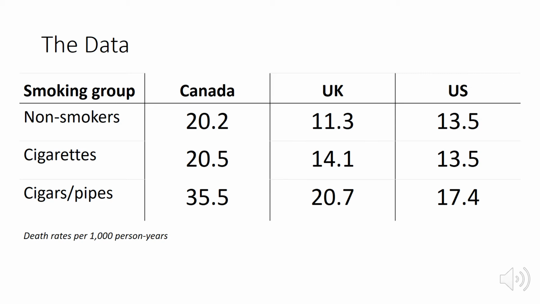So, you know that smoking causes lung cancer, but it looks like cigar and pipe smokers have a worse mortality rate, which is interesting because they're not actually bringing any tar into their lungs. And if we think it's the tar in your lungs that causes lung cancer, we wouldn't expect cigar and pipe smokers to have such higher death rates.